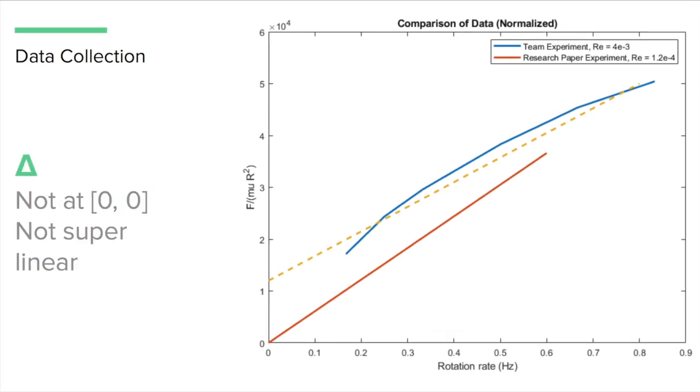However, our best fit line doesn't intercept at the origin. When rotation rate is 0, force should be 0. In addition, our curve seems to be steeper when the rotation rate is low, and flatter when the rate is high, so our data is not perfectly linear.